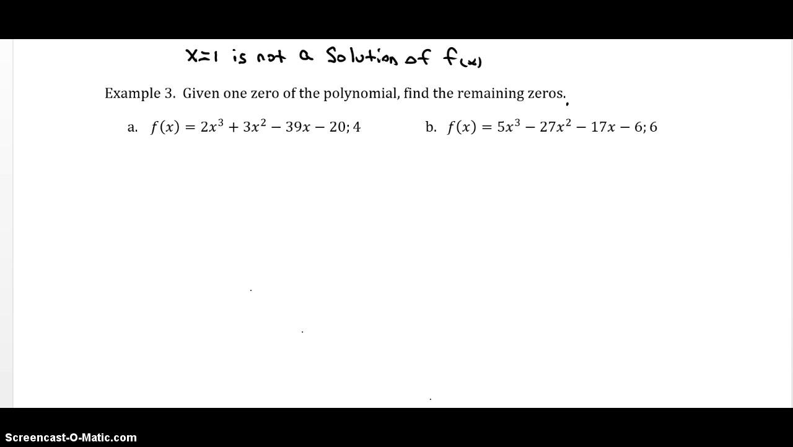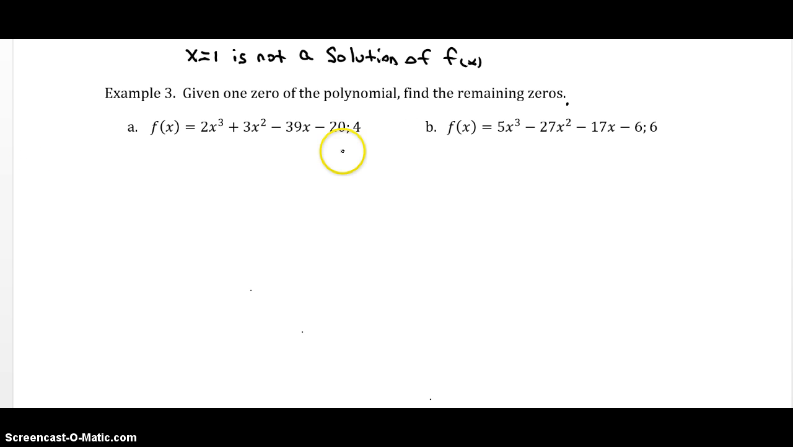Okay, next problem. Given one zero of a polynomial, find the remaining zeros. Alright, so I'm telling you right here that 4 is a solution, which means I kind of know where this is going. I know I should get a remainder of 0. Now, before we get started, we should see if we could factor this by grouping like we do normally with 4 terms, but we can't. If I tried it wouldn't work, and so this is why we do this method, to factor things we wouldn't normally be able to do.